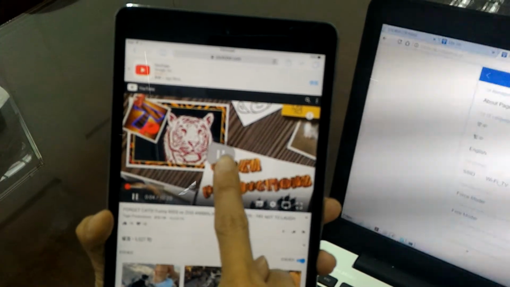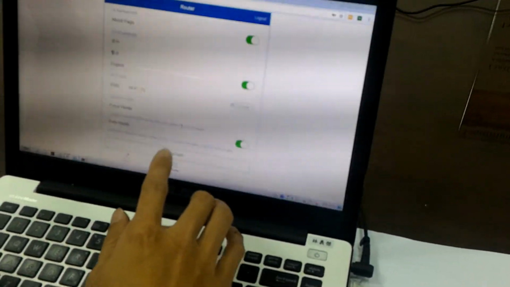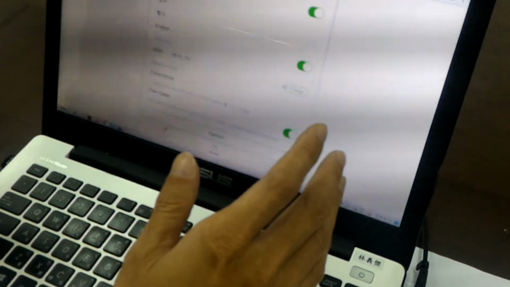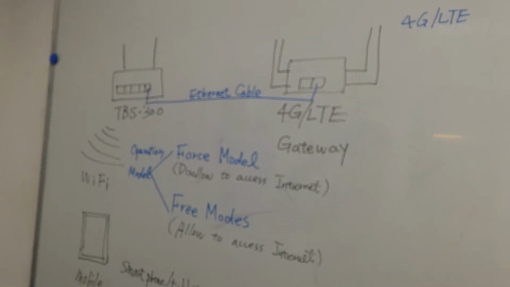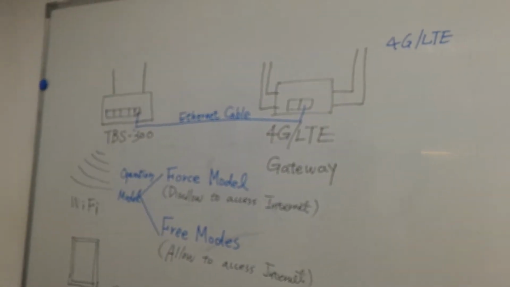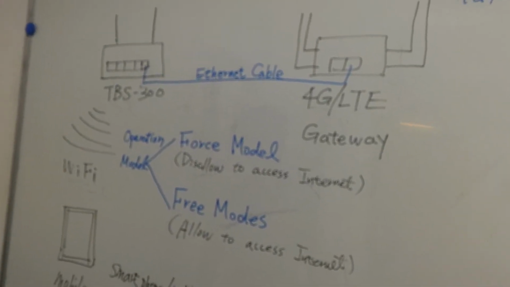So TBS-300 provides two models: to allow access to the internet or to disallow access to the internet. I drew a connection diagram of the demonstration, and let me briefly introduce it.